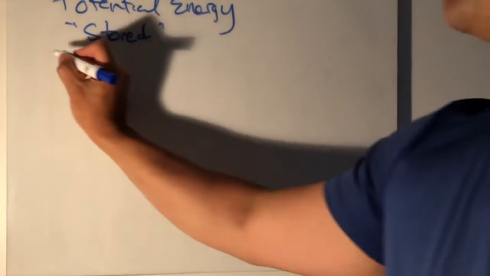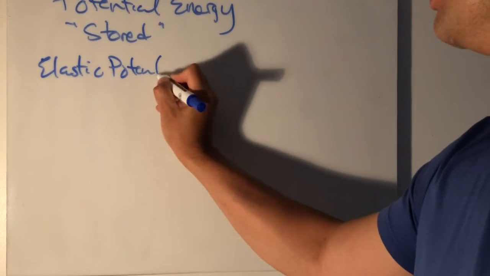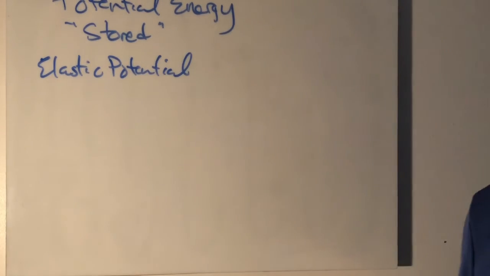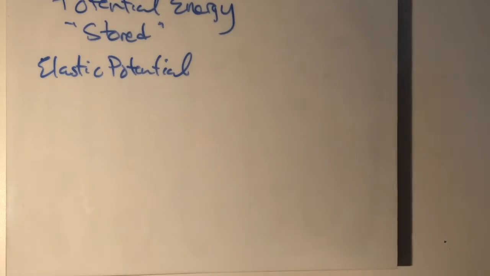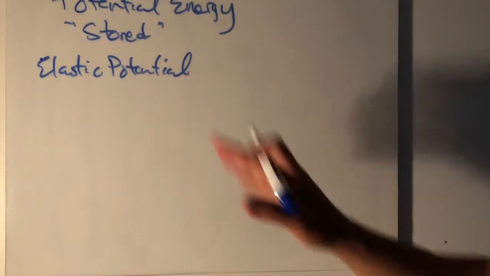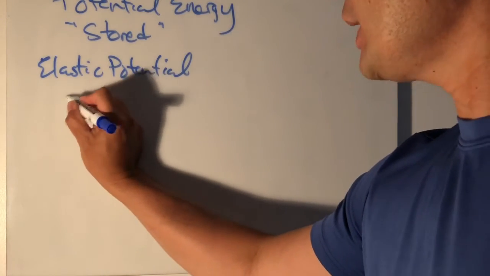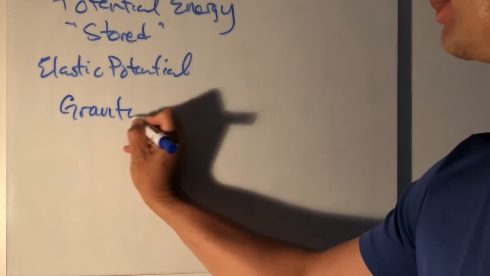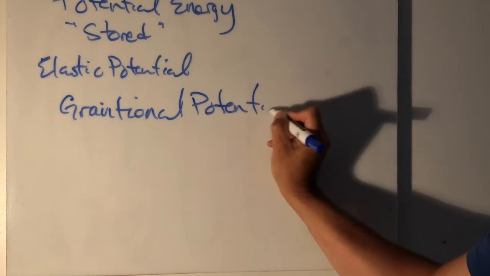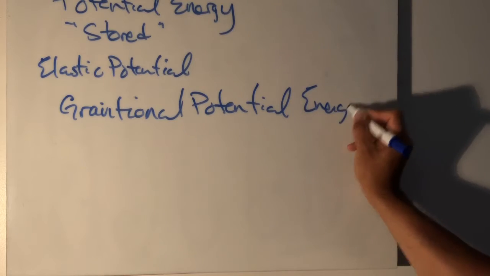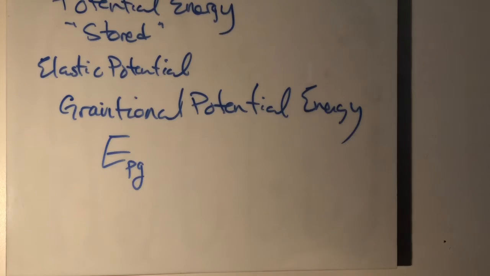So we have elastic energy, elastic potential, which we'll look at at a later point. It's basically talking about springs, rubber bands, whatever the case may be, whether you stretch it or you squish it, and then it rebounds, right? That's elastic potential energy. What we are going to be looking at today is gravitational potential energy, EPG.